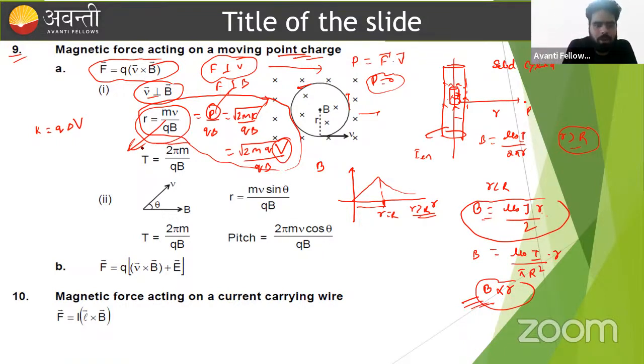Next one is the same type of relation, the time period, 2 pi m upon qB. We only have to see which one is proportional and what the nature is, direct or inverse, and we can get the right answer for a given question. I hope this is clear.